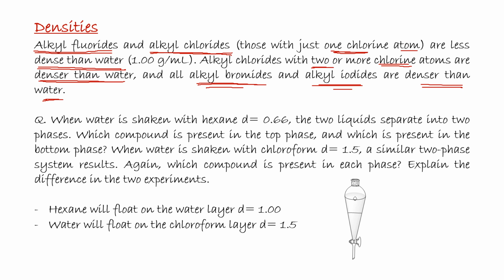Now, when water is shaken with hexane, the two liquids separate into two phases. Which compound is present in the top phase? That's a separating funnel, and this is a two-layer system. Of course, the less dense one will be on top. So hexane will float on the water layer. In the case of hexane, that will be hexane up and water down. If we shake with chloroform, CHCl3, density is 1.5. So in this case, the water will be up and the chloroform will be at the bottom. Water will float on chloroform of density 1.5.